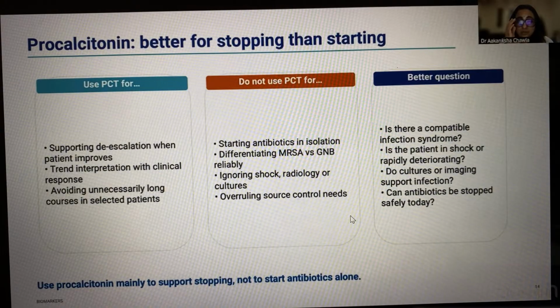So the questions you should actually be asking are: Is there a compatible infection syndrome? Is the patient in shock or rapidly deteriorating? Do cultures or imaging support infection? Can antibiotics be stopped safely today? That's what you should be keeping in mind and thinking when you're looking at your procalcitonin values.